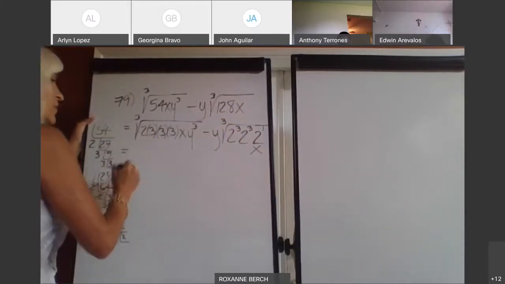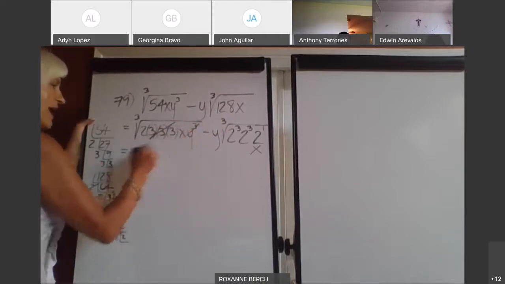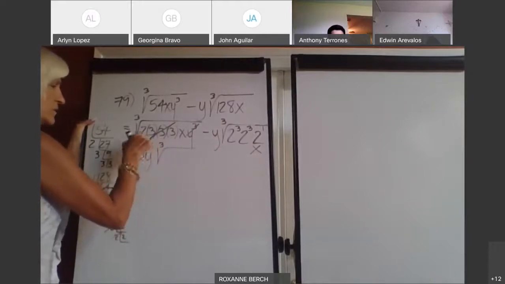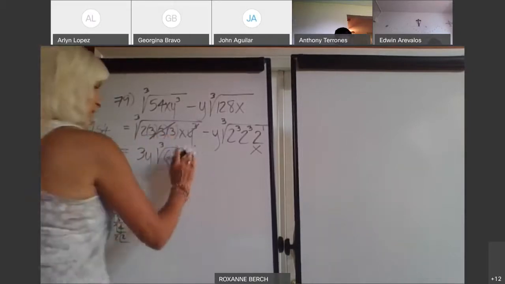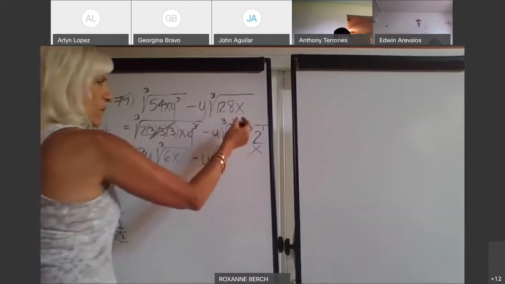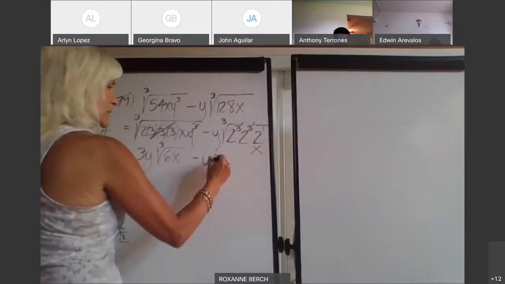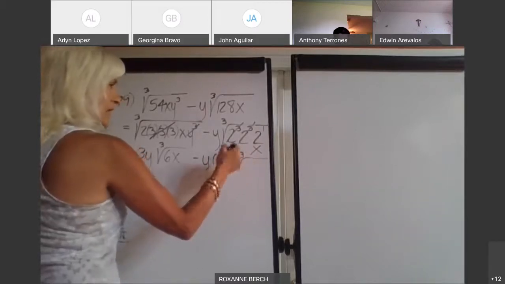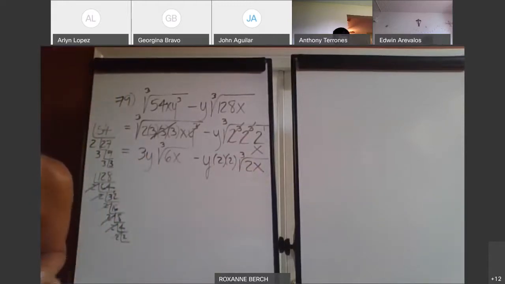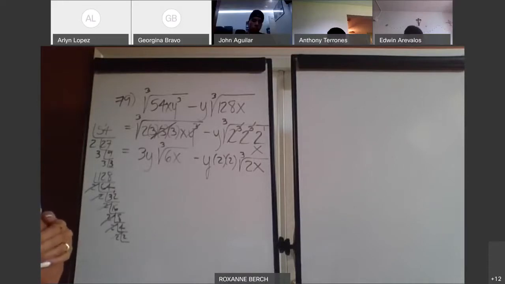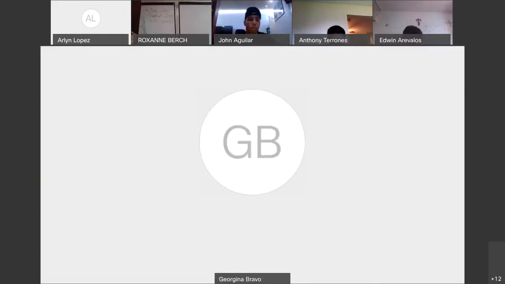All right, so now we bring out whoever gets to come out. So a 3 and a y get to come out. 2 times 3 times x stuck under there. And then over here, we have 2 2s coming out, and we get 2x stuck under there. So did I leave off something here? I think it's the 6x. I don't think it's 6. Oh, it's not. It's 2x.